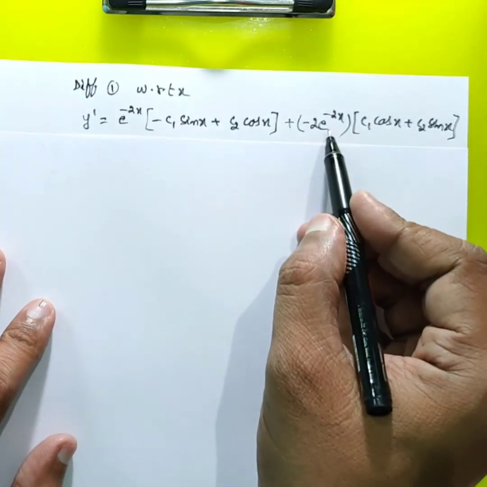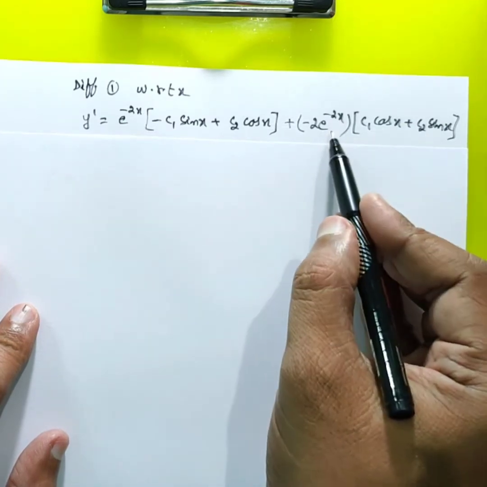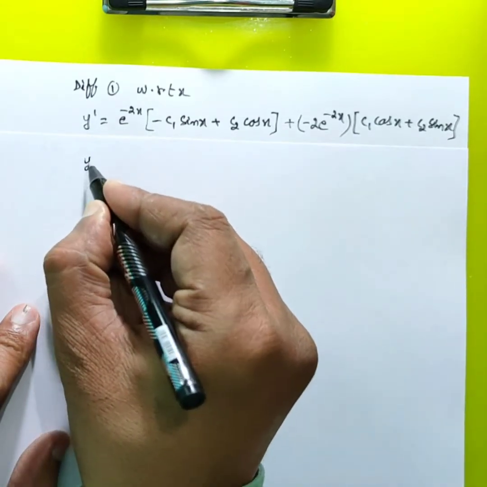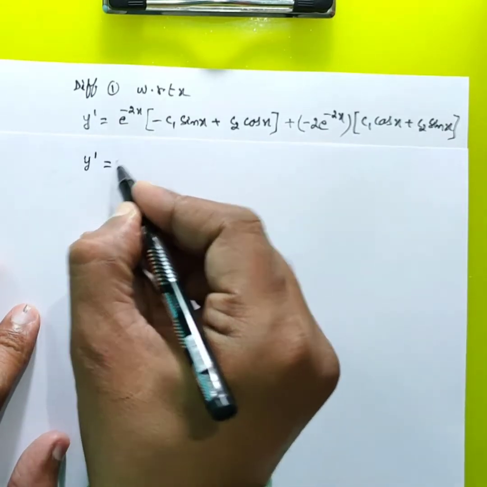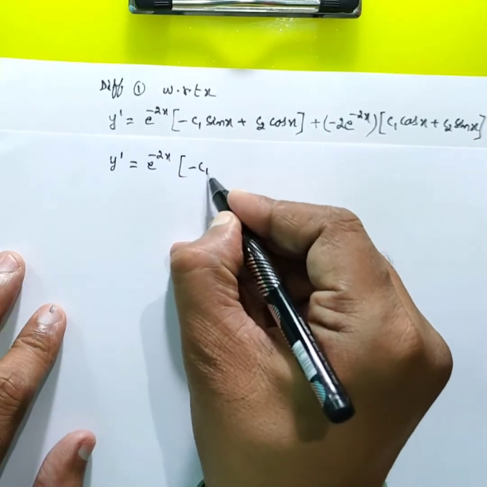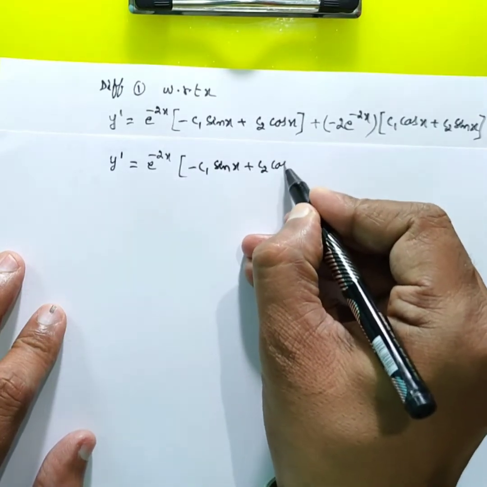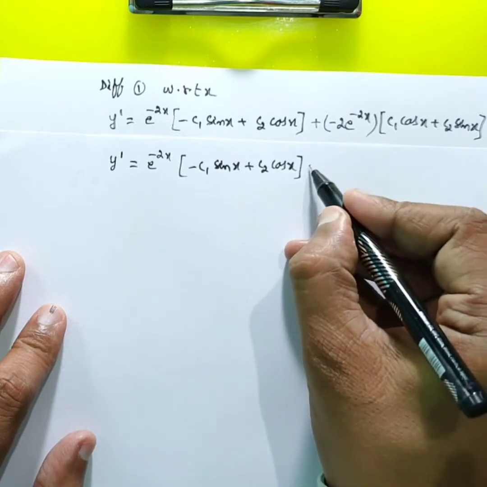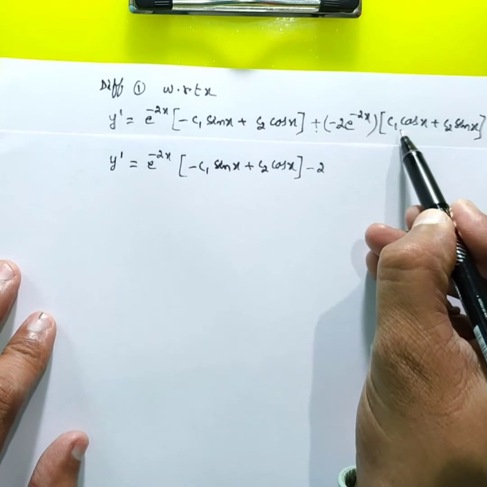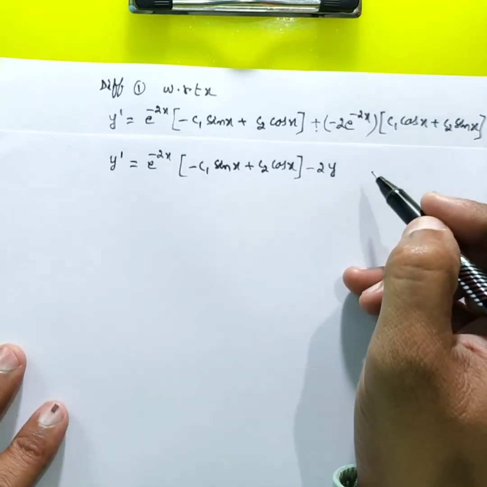If you try to observe this e power of minus of 2x, c1 cos x plus c2 sin x, this value is nothing but your y itself. So I can replace that by y so that it becomes easy for us to get y double dash. So this is e power of minus of 2x minus of c1 sine of x plus c2 cos of x. So minus plus into minus will be minus of 2, and this e power of minus 2x c1 cos x plus c2 sin x is nothing but the value of y itself.